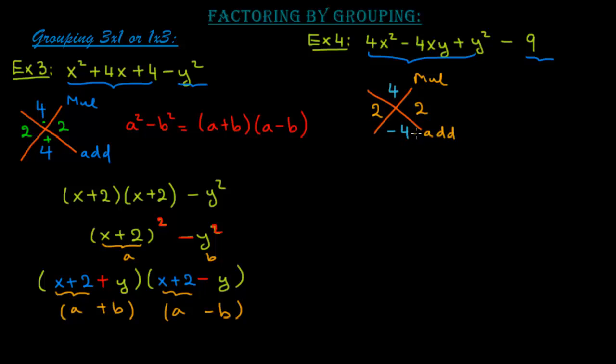So 2 add 2 gives me 4, but it's positive. To get negative 4, I will add negative on both terms. So negative 2 add negative 2 gives me negative 4. Negative 2 times negative 2 gives me positive 4. So this is the pair we're looking for. So my next step is to write down the answer. So we have x minus 2y times x minus 2y.